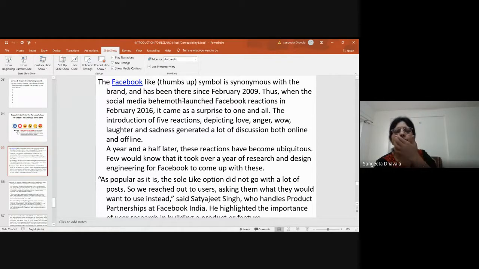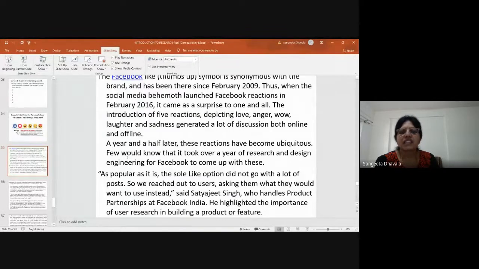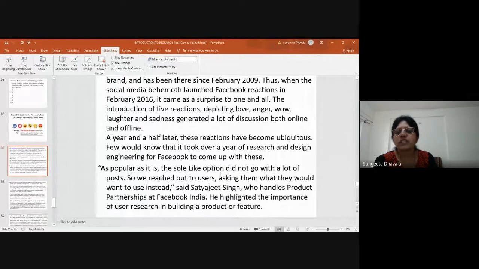Okay, so the introduction of 5 reactions. What are those 5 reactions? Love, anger, wow, laughter, sadness. These generated a lot of discussion both online and offline. A year and a half later, these reactions have become ubiquitous. Few would know that it took over a year of research and design engineering for Facebook to come up with these. As popular as it is, the sole like option did not go with a lot of posts.